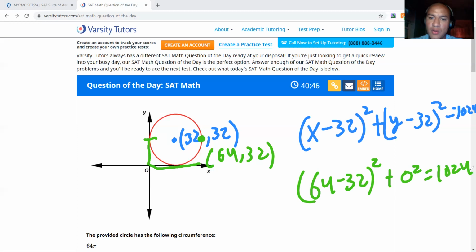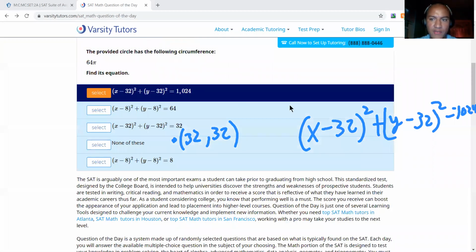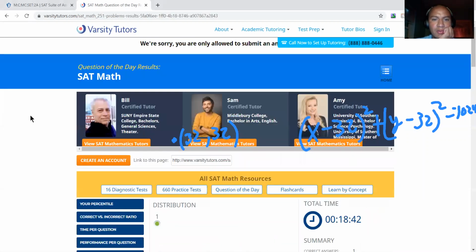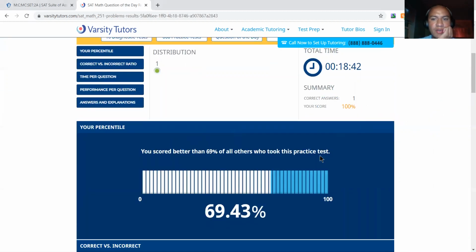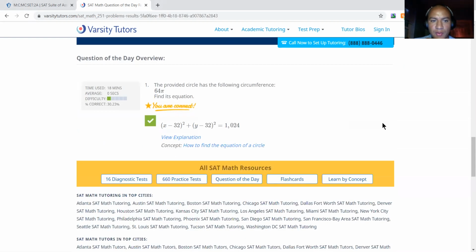Let's see if that's true. Hey, it's true. So that's what we've done right there. And is that formula actually here, or did I just guess? Let's see. Oh, look, it's actually the same thing. And will I be correct? The moment of truth. It says I'm correct, of course.